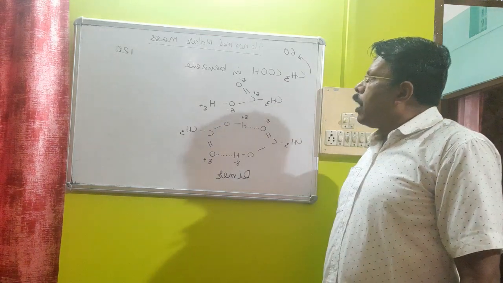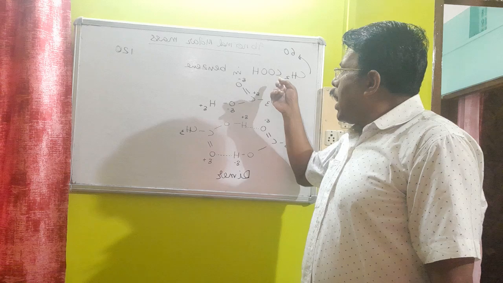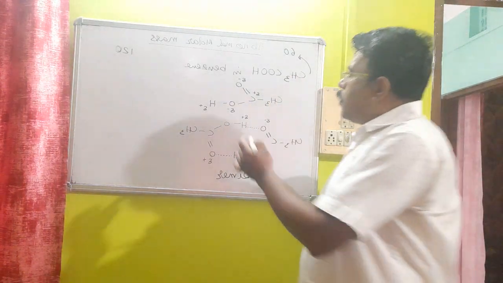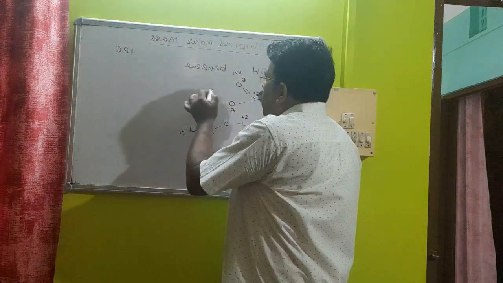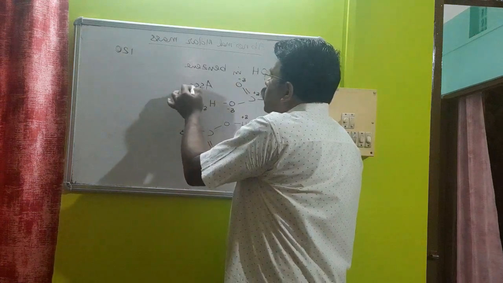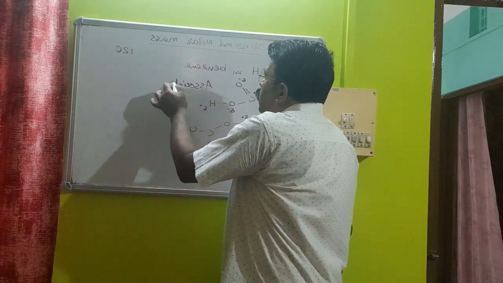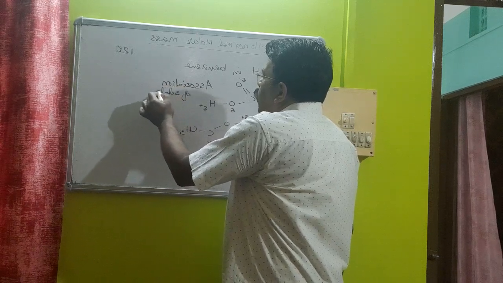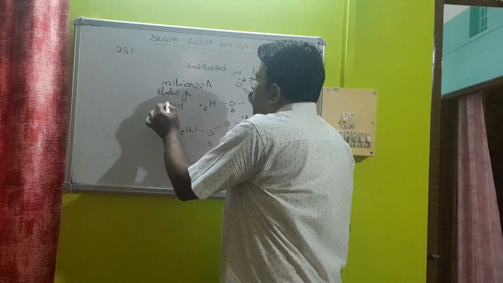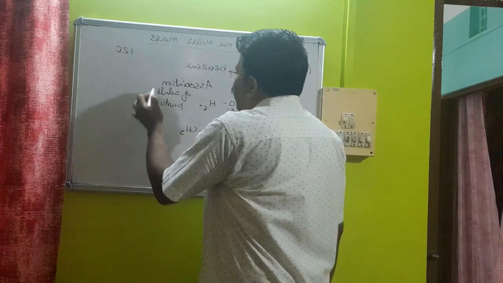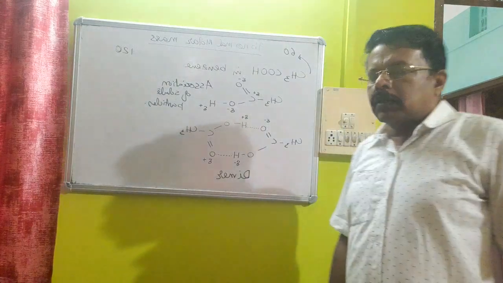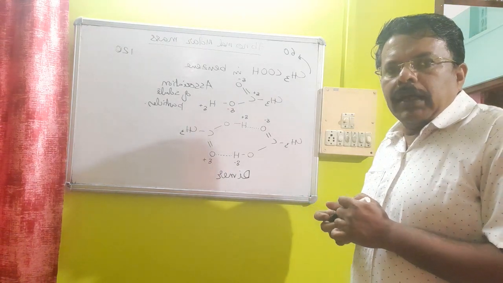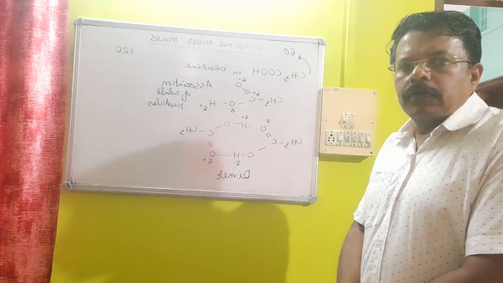So the reason for abnormal molar mass is association of solute particles. Let me write it down here: association of solute particles. Now let me give you another example of a solution.